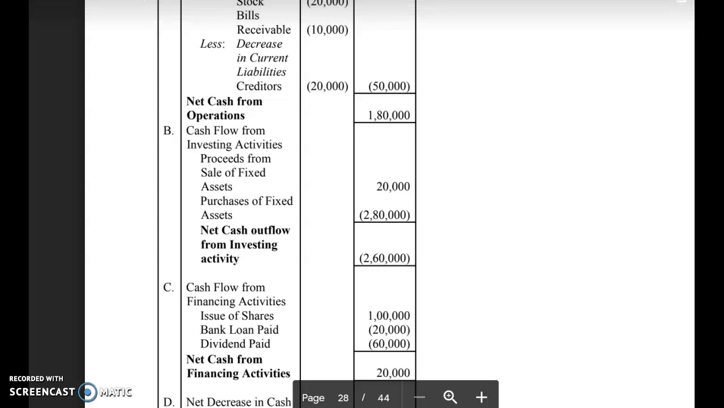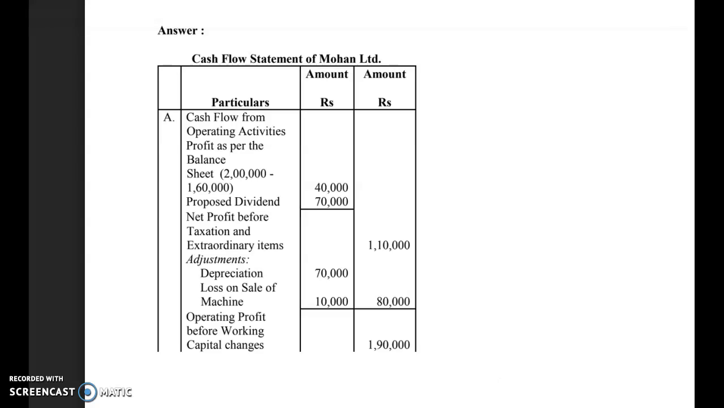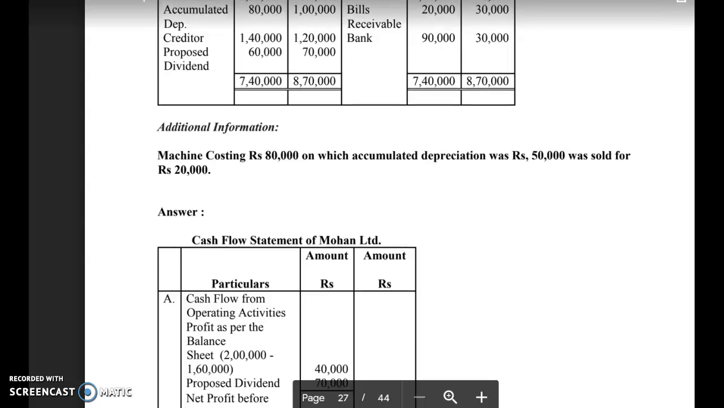We had assumed that last year's amount of dividend has been paid. See here, it is given under the cash from financing activity. It is an outflow, so it is shown in minus, and it is added back as a part of the profit before taxation. So this is the treatment relating to the proposed dividend.